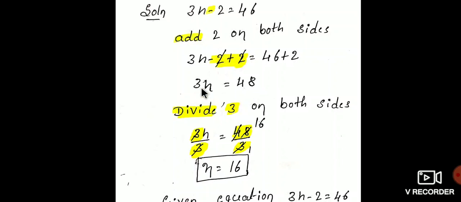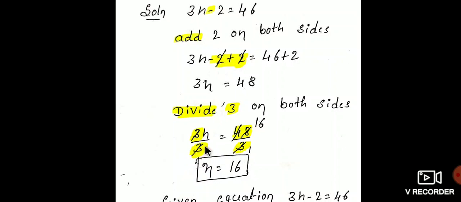So here multiplication is there, 3 is in multiplication, that is 3 into n, 3n. To cancel it we should divide 3, that is divide 3 on both sides. Divide 3 on both sides. Then 3n will be there. Divide means it should come below. 3n by 3 is equal to 48 by 3. We have divided 3 on both sides.